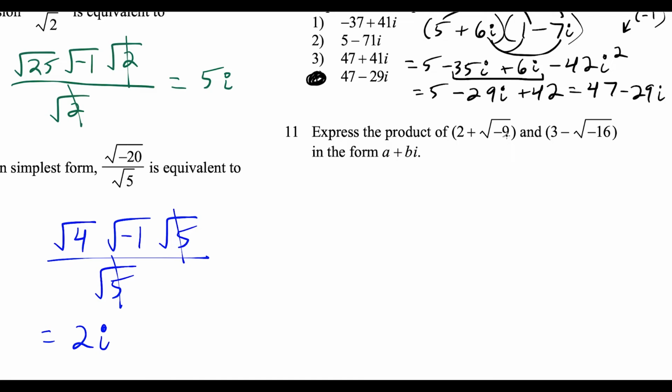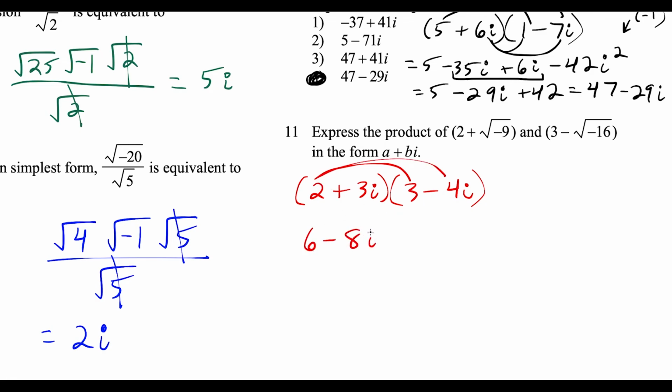For the last question, we're going to express this product in the form a plus bi. Same idea as question 10. We have 2 plus the square root of negative 9, which is 3i, and then we have 3 minus the square root of negative 16, which is 4i. So now we're going to multiply these two binomials together. We have 2 times 3 is 6. 2 times negative 4i gives us minus 8i. Then we have 3i times 3 is 9i. And then 3i times negative 4i gives us negative 12i squared.